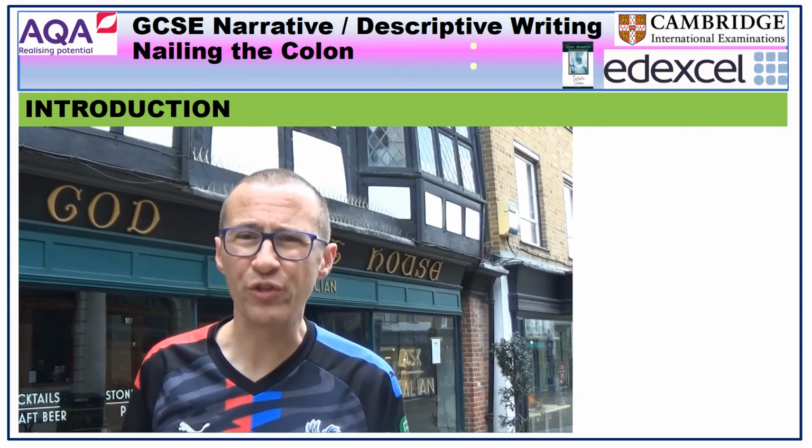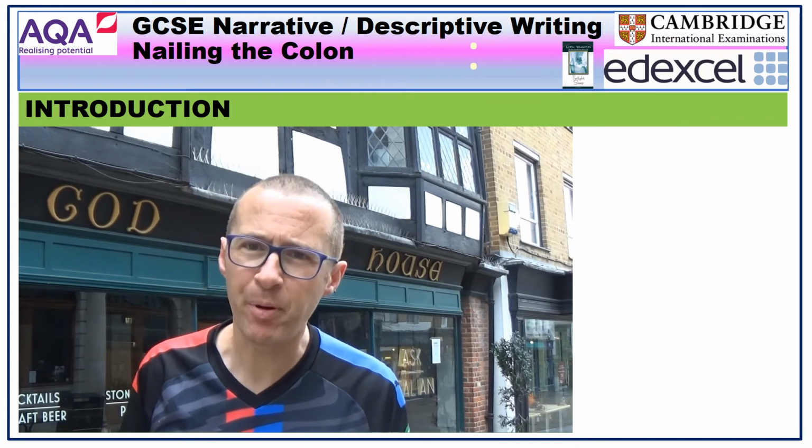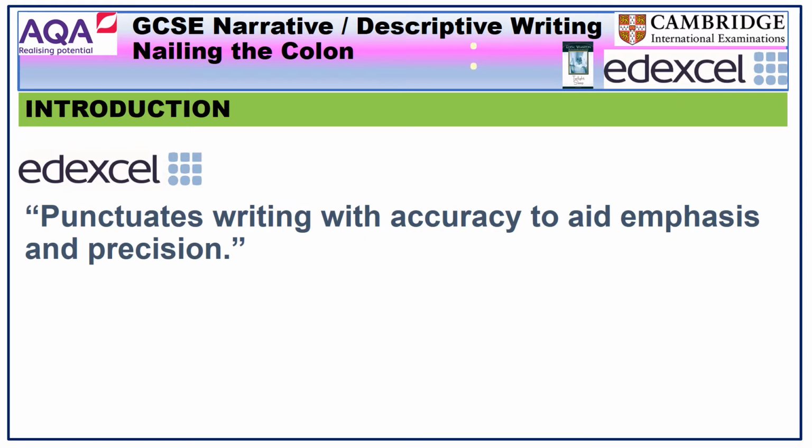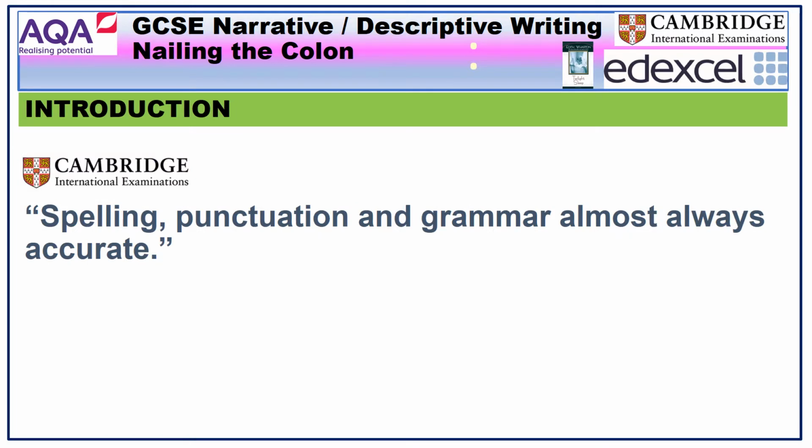Just to confirm what the different mark schemes say about punctuation. AQA Paper 1, Question 5, Assessment Objective 6: wide range of punctuation is used with a high level of accuracy. Edexcel Paper 2, Questions 8 and 9, Assessment Objective 6: punctuates writing with accuracy to aid emphasis and precision. CIE GCSE English Language Paper 2, both sections: spelling, punctuation and grammar almost always accurate.